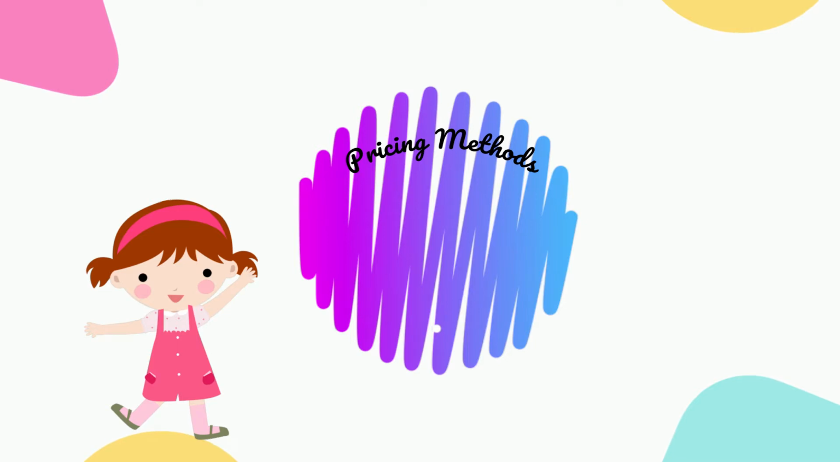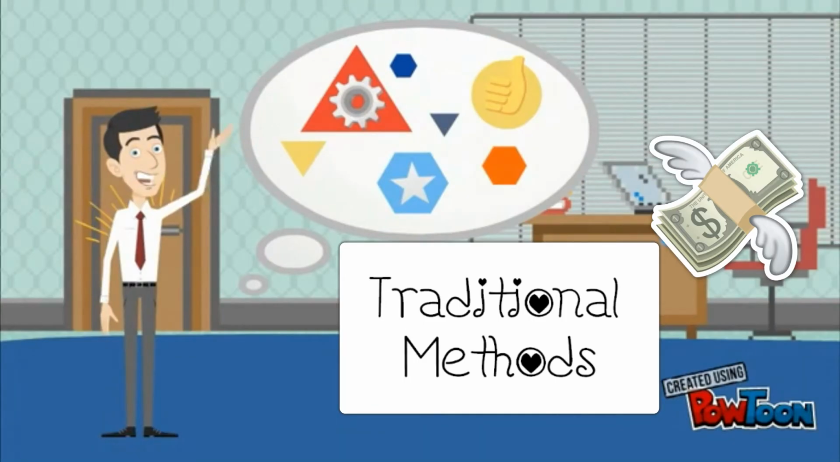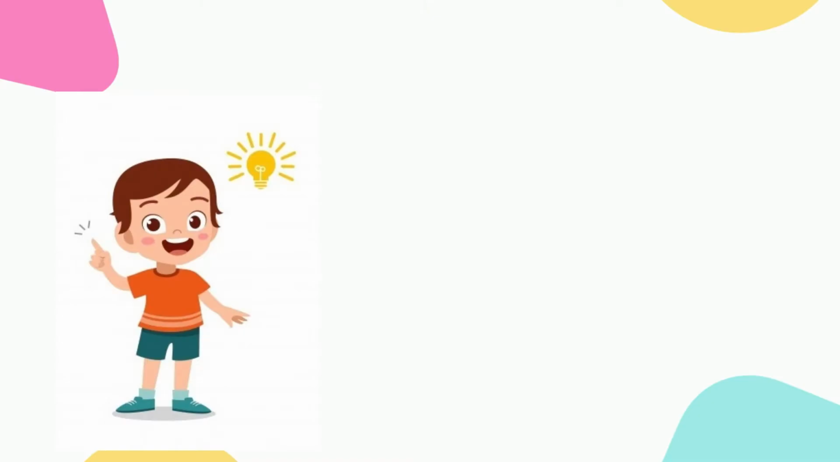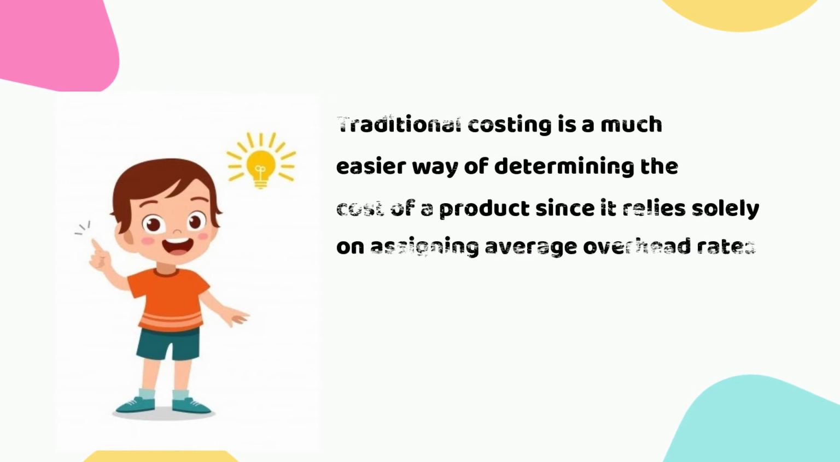So now, we will explain more about the traditional pricing method. Did you know? Traditional costing is a much easier way of determining the cost of a product since it relies on assigning average overhead rates.